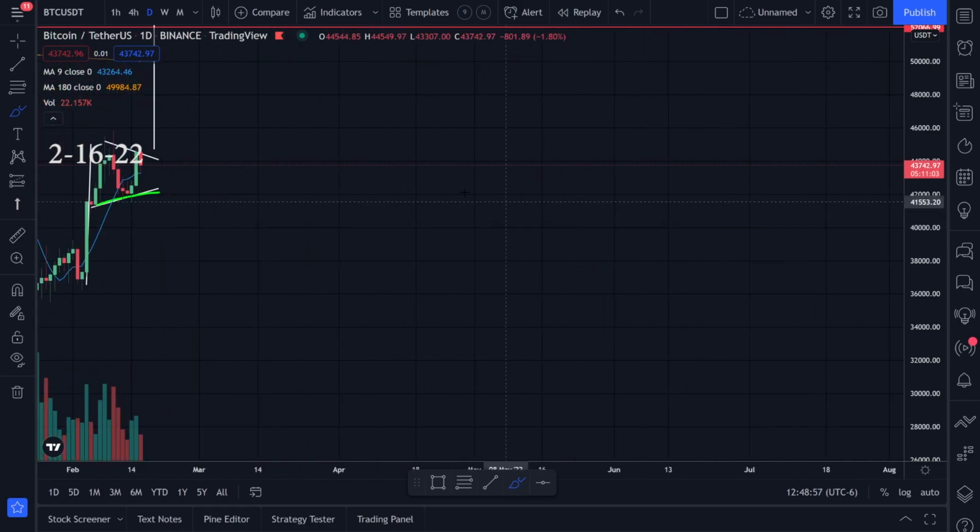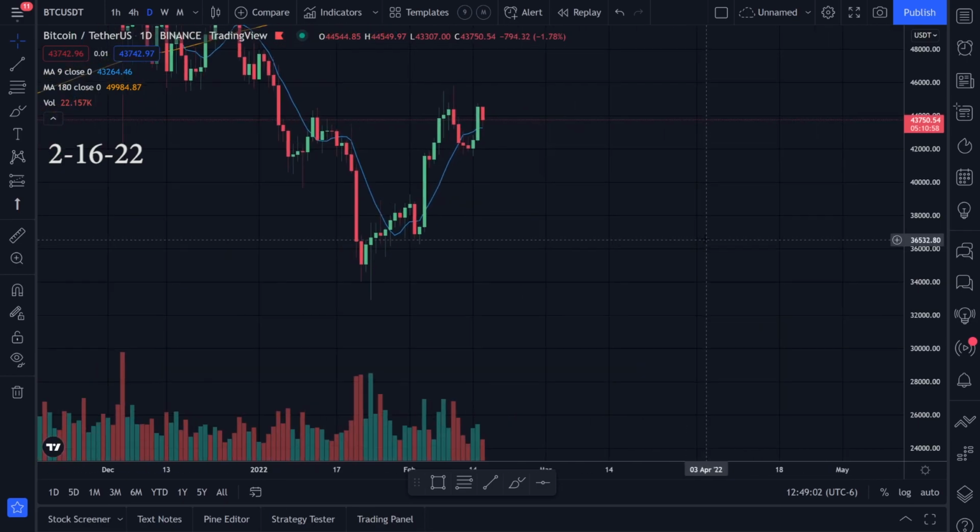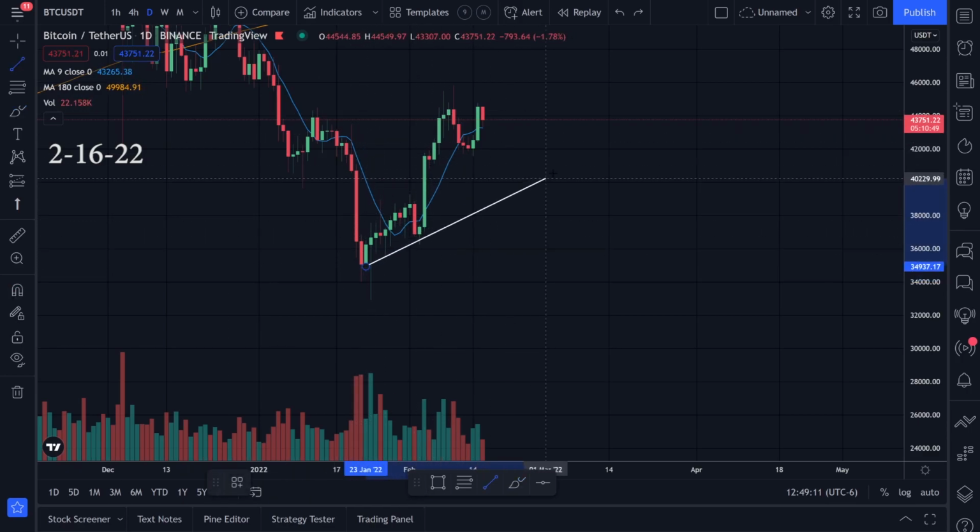So let's go ahead and do that right now. Let's jump into the daily time frame, and let's delete everything, because let's say we start getting pushed down again. We have support right here and support right here. Let's do a trend line like this.